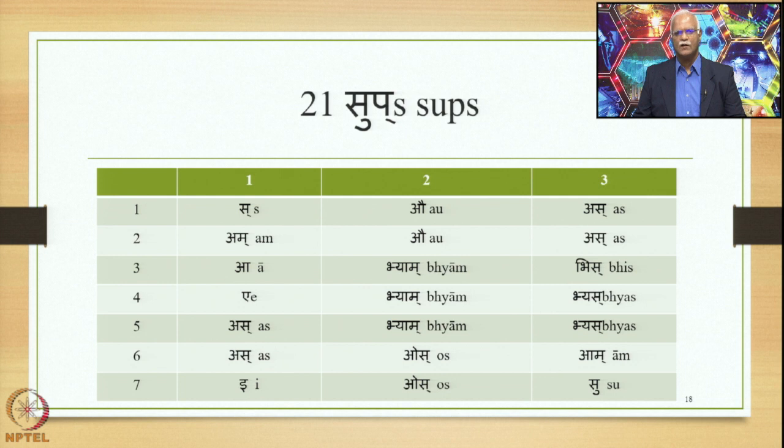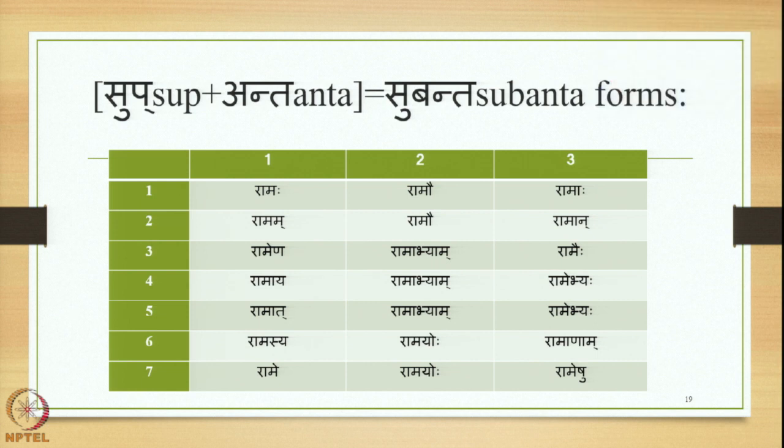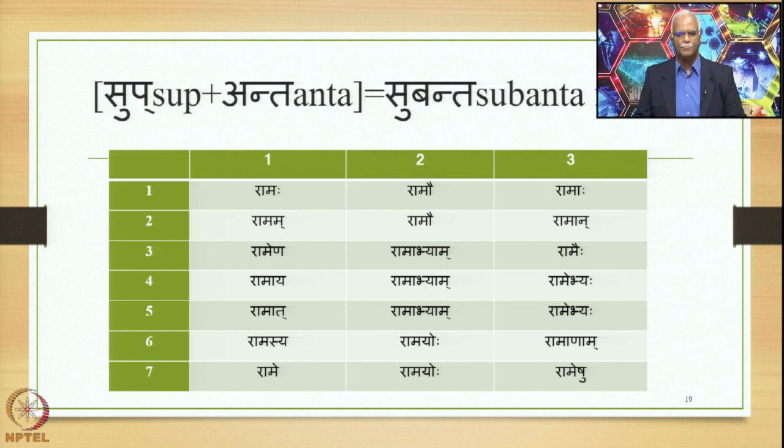When these sups are added after a pratipadika, we get the following forms: Ramaḥ, Ramau, Ramāḥ, Ramam, Ramau, Ramān, Rameṇa, Ramābhyām, Ramaiḥ, Ramāya, Ramābhyām, Ramebhyaḥ, Ramāt, Ramābhyām, Ramebhyaḥ, Ramasya, Ramayoḥ, Ramāṇām, Rame, Ramayoḥ, Rameṣu. And we can show the meaning composition even in these forms, where the sup suffix indicates the link and the pratipadika indicates the respective pratipadika artha.